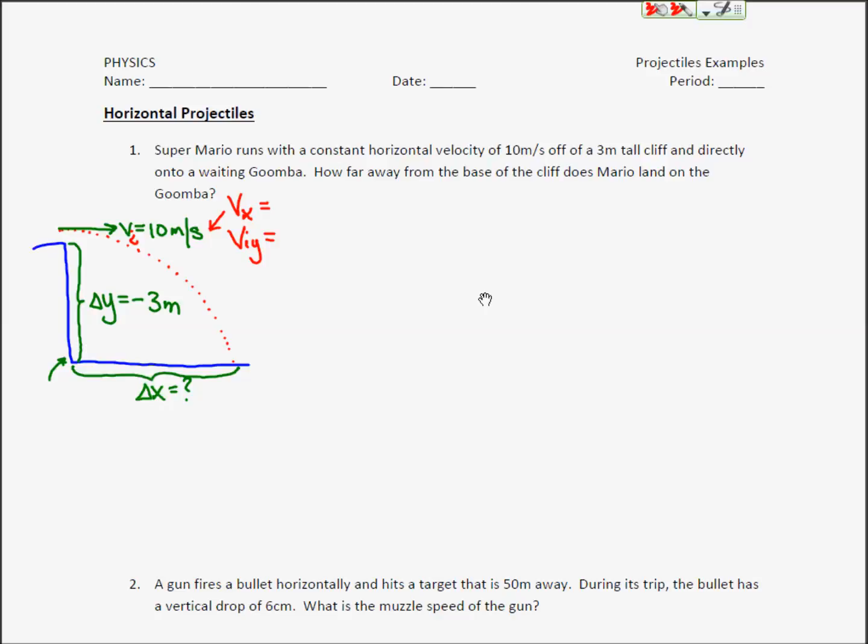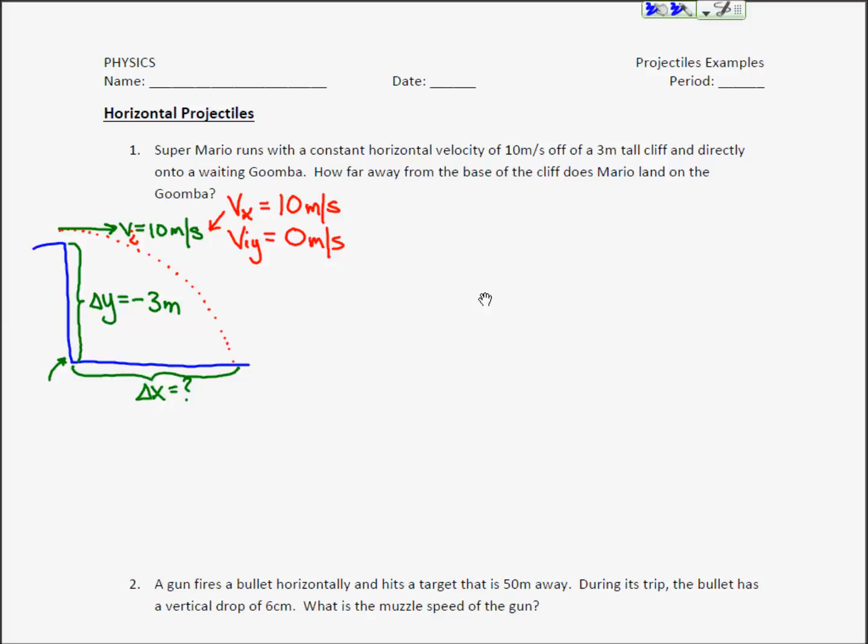We know from earlier that horizontal velocities, like this 10 meters per second, have all of their velocity in the horizontal direction, and none of their velocity in the vertical direction, so that's going to be 0 meters per second. So we take that velocity, split it into its two components, and then we start thinking about what it is that we are given.